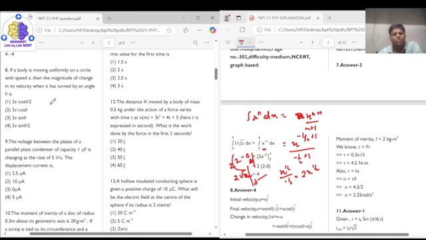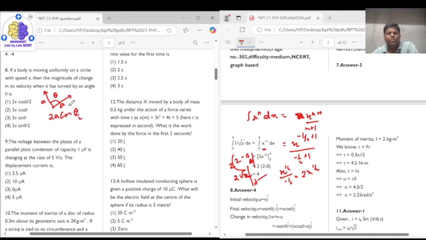2a sin theta by 2, right? See, we have studied in vectors that if there are two vectors of equal magnitude, let's say A, and they make an angle theta, then the magnitude of their sum will be equal to 2a cos theta by 2.